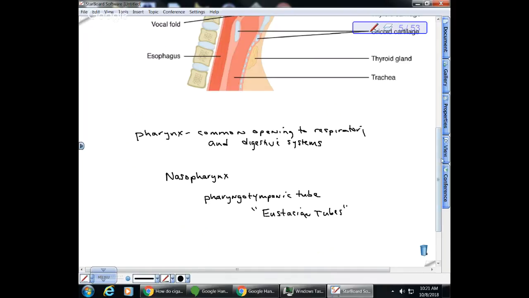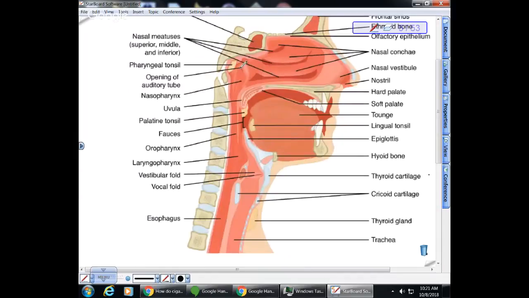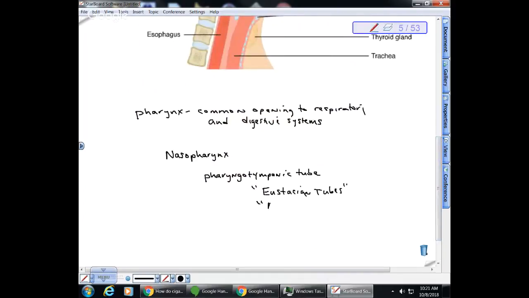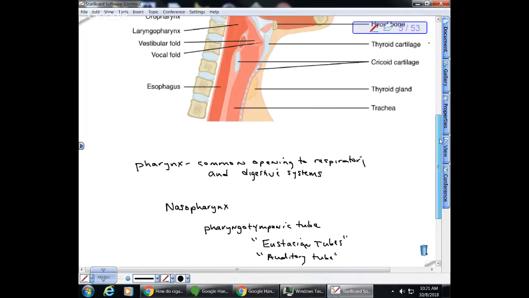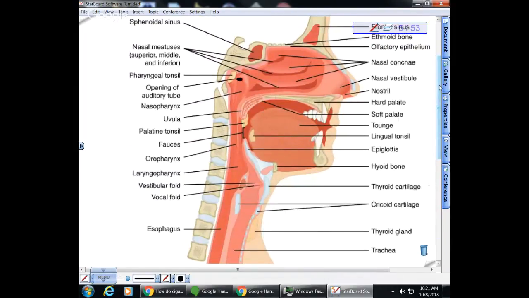If we look at this diagram right here, you'll notice there is an opening. Here they call it the auditory tube, so we'll also call it the auditory tube. This connects the back of the throat with your middle ear. Your middle ear contains three bones, the stapes, the incus, and the malleus, and it is generally filled with air. But sometimes bacteria come in through your nasal cavity up into the eustachian tubes, and you can actually get a middle ear infection.